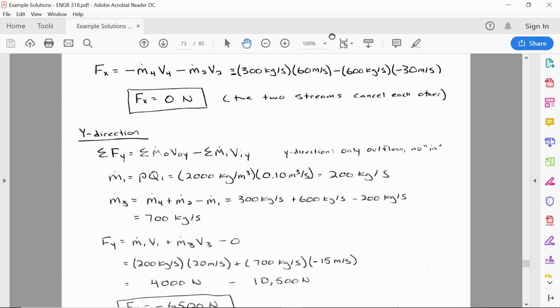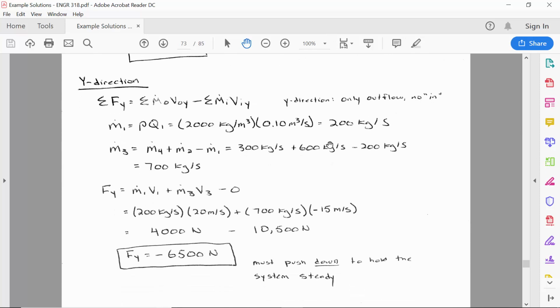Here's the solution in the y direction. So this is the opposite. Instead of having only inflow, in the y direction there's only outflow. And so here in the momentum equation, the second term having to do with inflow, we're just going to drop off. The forces required are just the sum of the mass outflows times the velocity out in y.